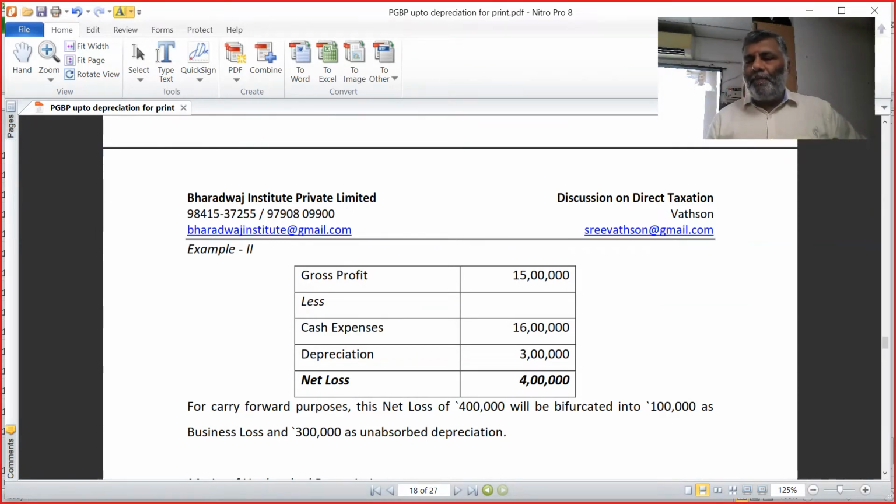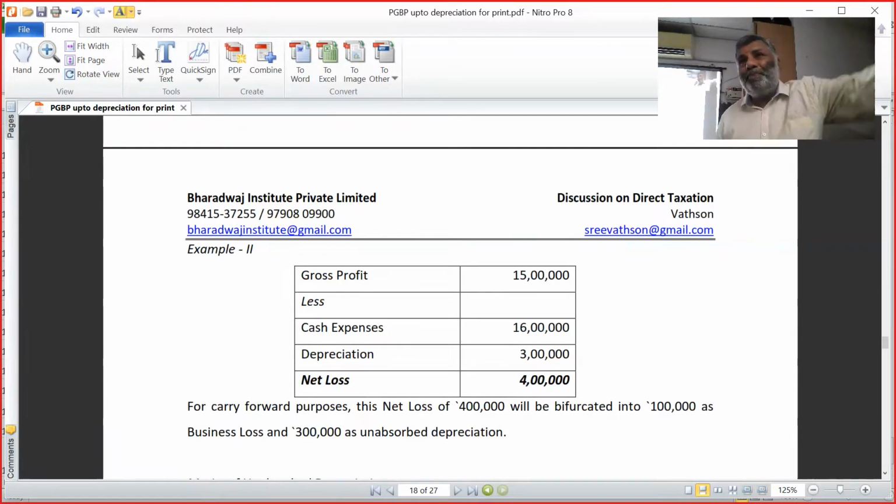What is that? It can be set off against any income and has an indefinite period of carry forward. It can be set off against any income, with an indefinite period of carry forward. It can be carried forward even if the return is not filed within the due date.